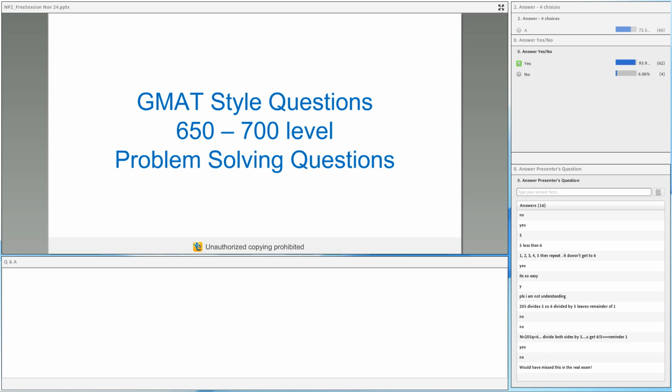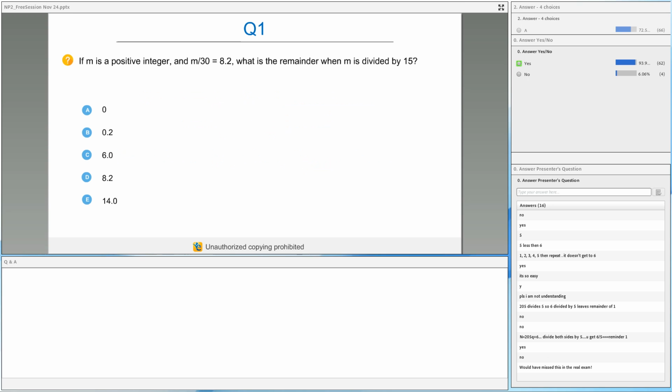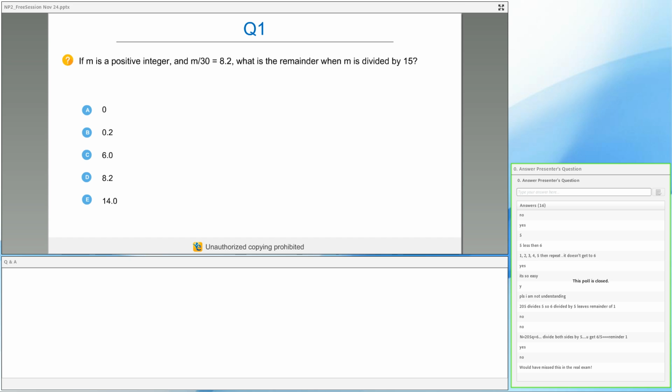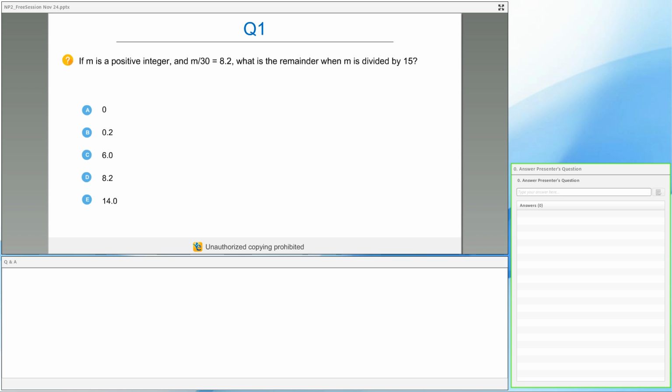Keeping this in mind, let's start off with 657 level questions. Now, since these are more GMAT-like questions, in all these questions you'll have 5 options. Let me end the poll. And these are based on all the same concepts that we have discussed so far.